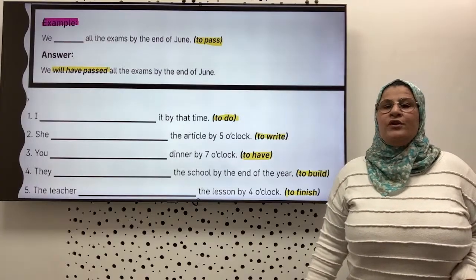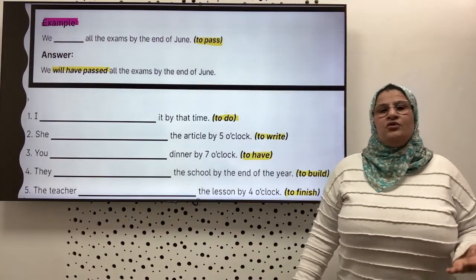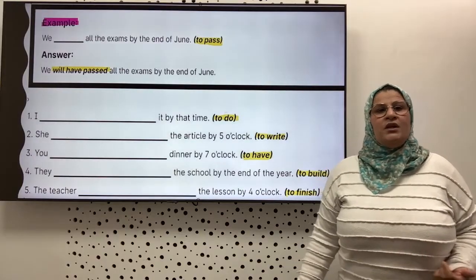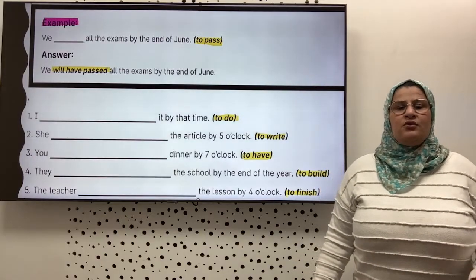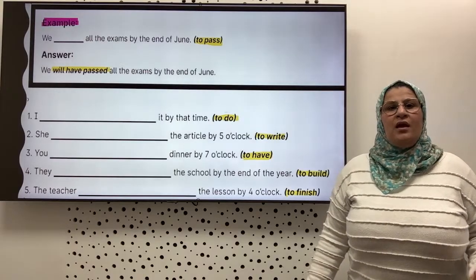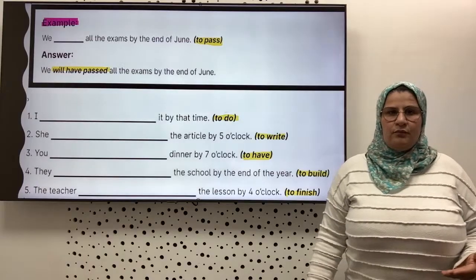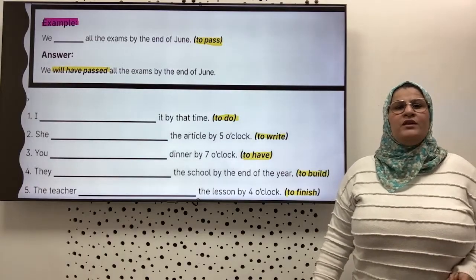So, "All the exams by the end of June." You see, "by" is the main indicator of the future perfect simple. So the answer to this sentence is: we will have passed all the exams by the end of June. Okay, the same with the following sentences.